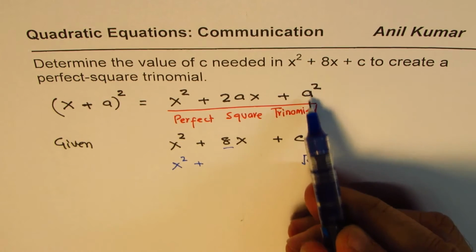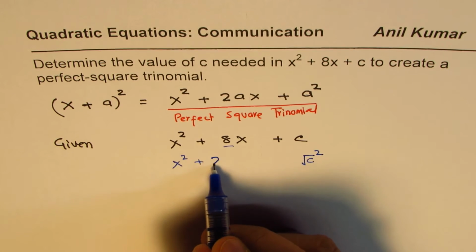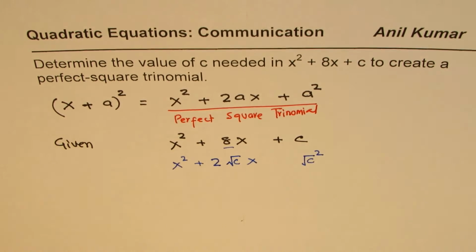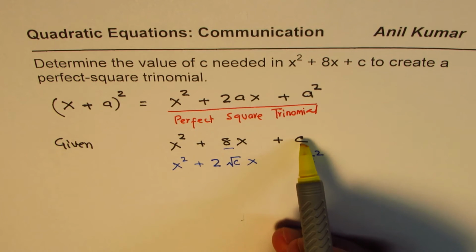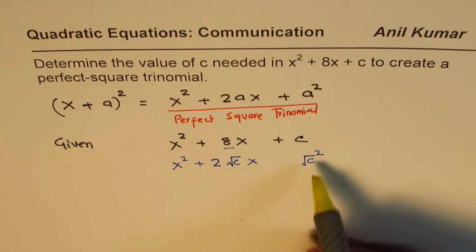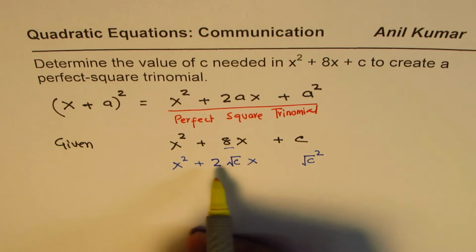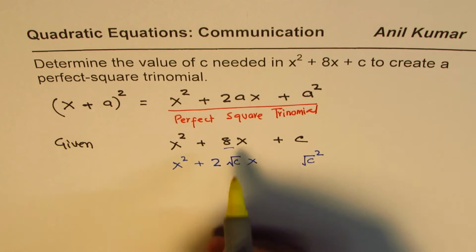So a for me is square root of c. So I'll place it in the center and I say my center should be 2 square root of c x. Now, I hope this step is clear, right? So to make it a perfect square, the square root of c whole square is the same as c, right? This is another way of writing it. The center term is related with the square root of c: 2 times ax, 2 times square root c x.